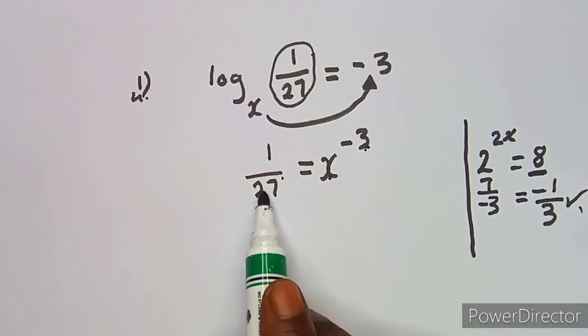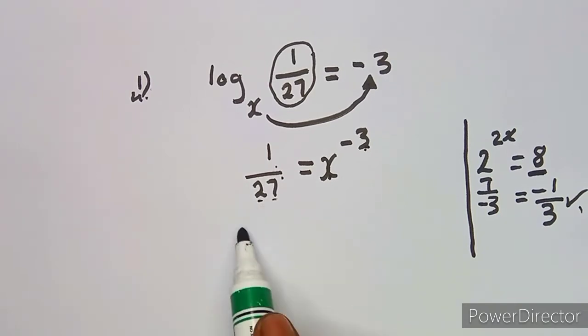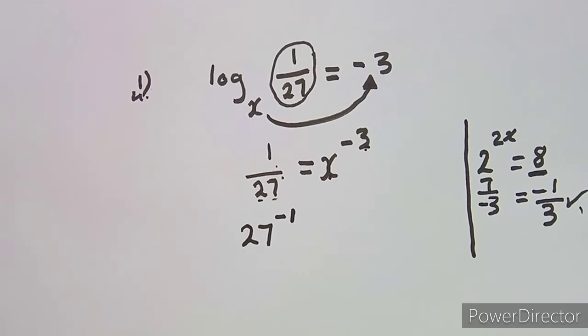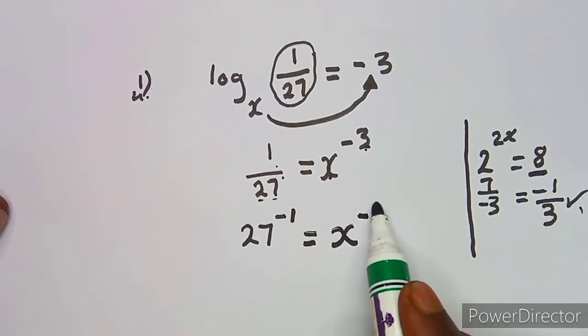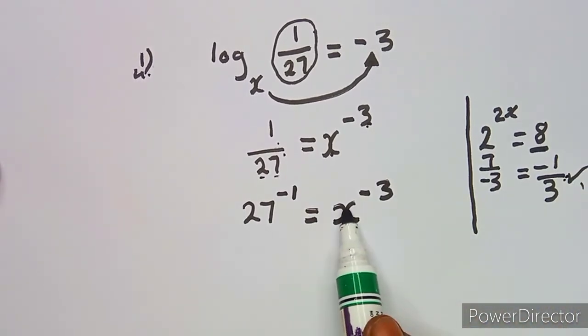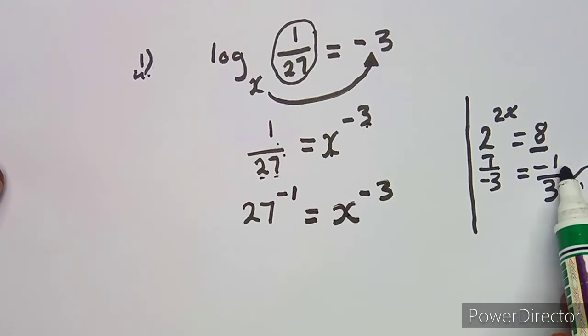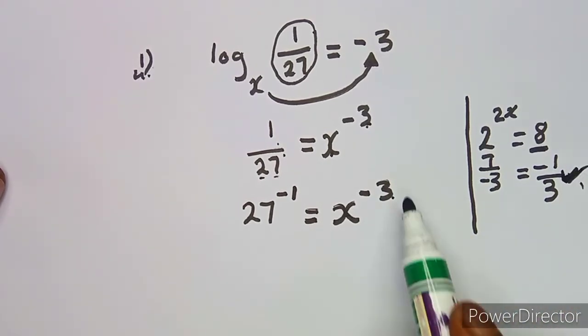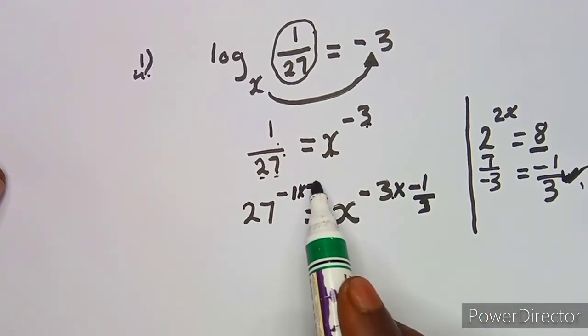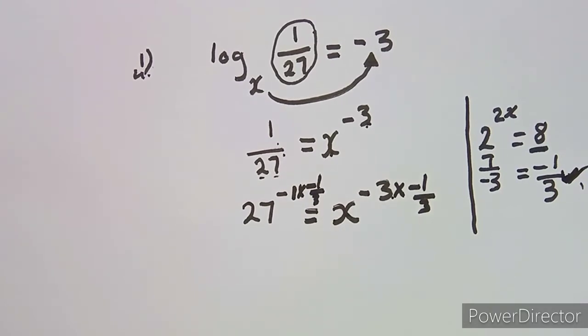So this number 27, remember 1 over 27 means 27 to the exponent of negative 1. That is 1 over 27. X to the exponent of minus 3. Now let's multiply by the inverse, because we are finding the inverse where there is x. So the inverse of minus 3 is minus 1 over 3. So you're going to multiply both sides by minus 1 over 3. You are multiplying the exponents because this is the inverse of the exponent, so it must multiply the exponent.